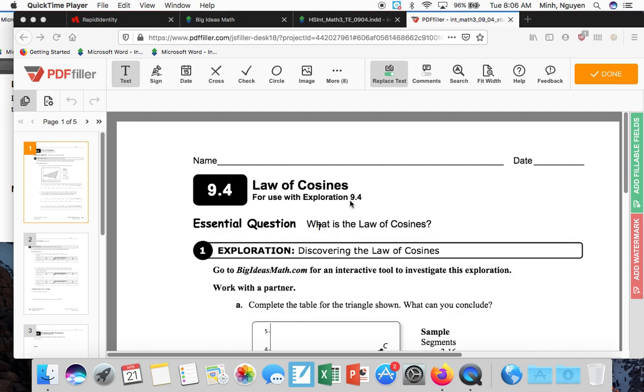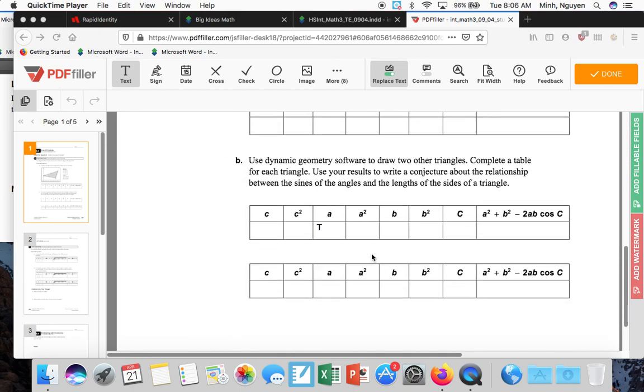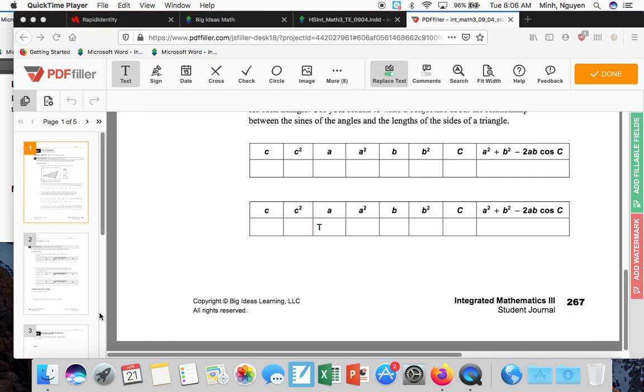Last week we covered the law of sines. Today we are covering the law of cosines. This is page 267 of the student journal. Let's get to it.